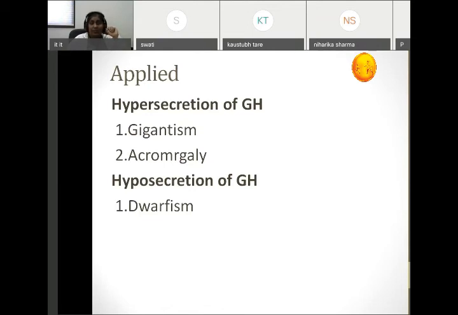The third part is dwarfism. The name itself suggests that dwarfism means stunted growth. Why is there stunted growth? Because of the hyposecretion of the growth hormone. Now, I will give you an example. Suppose a male or baby is 10 years old. Male is 10 or 12 years old. He is having the height of a 4-year-old.